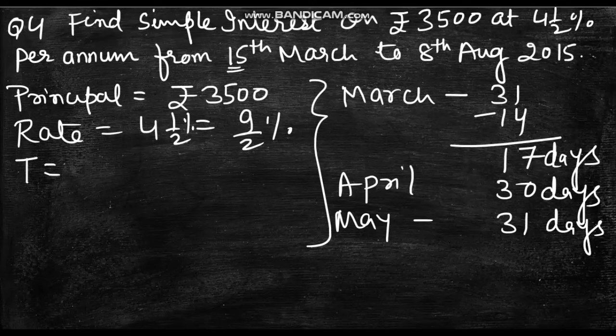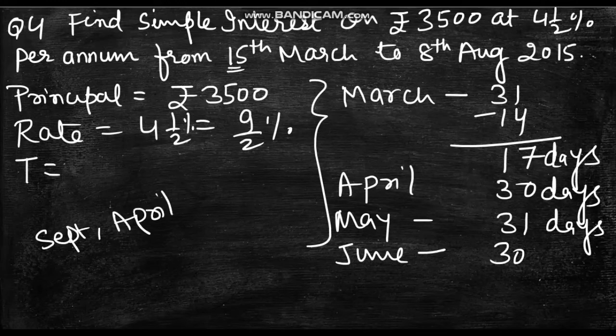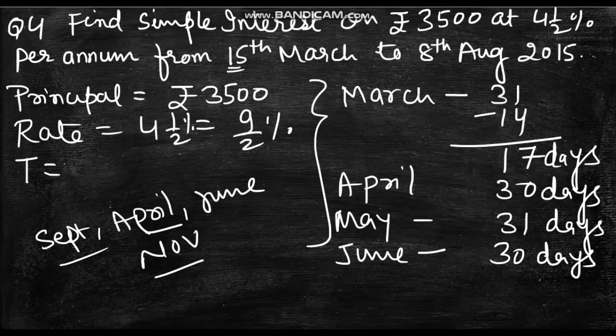So March, April, May, then June. You have 30 days. 30 days are September, April, June and November. So see here, 30 days are September, April, June and November. These all have 30 days. Okay. All the rest have 31. So June 30 days. Then comes, because up to August we have to calculate, then July. July you will be having 31 days.